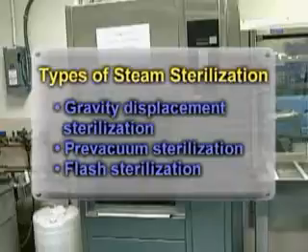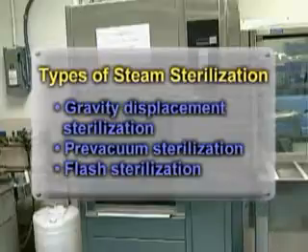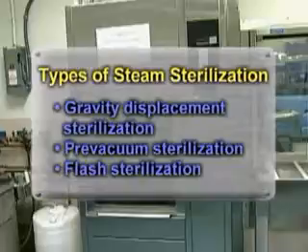The type of steam sterilizer is defined by the method of air removal it uses. The two types of steam sterilizers are the gravity displacement and pre-vacuum sterilizer. Flash sterilization will also be described.